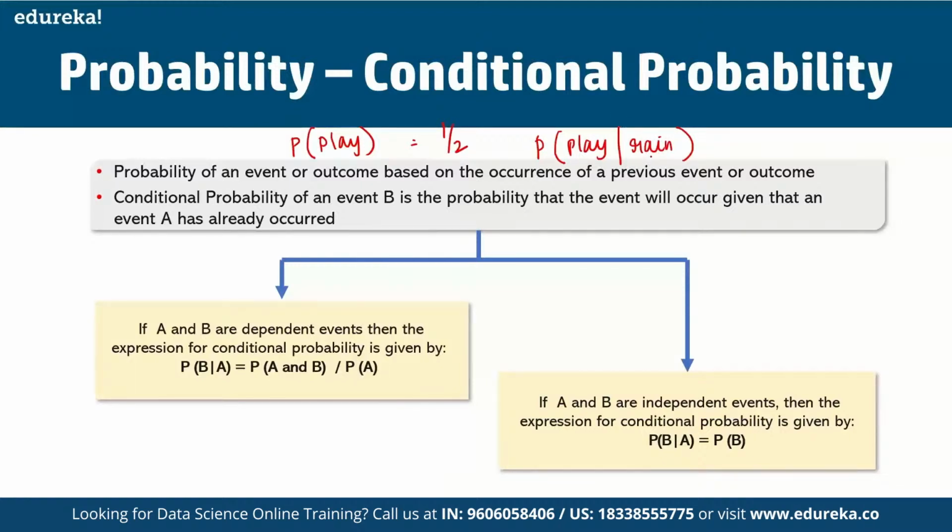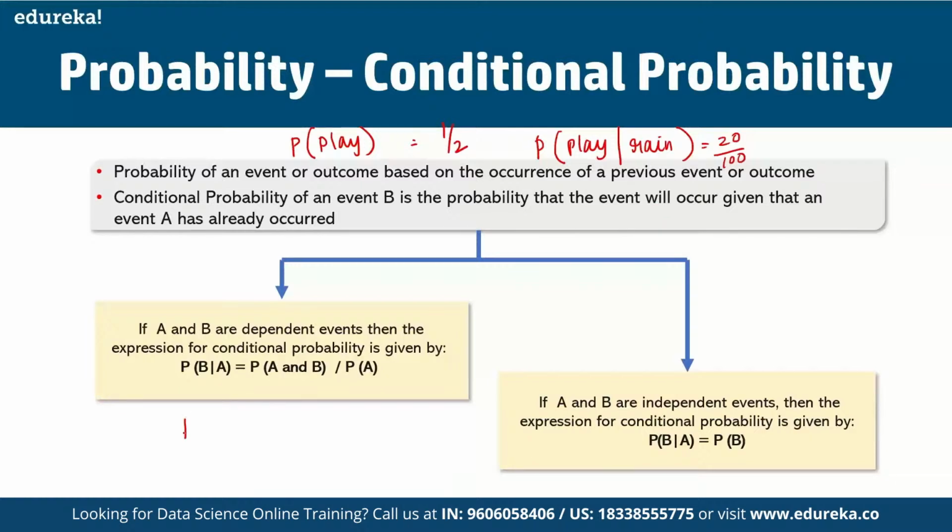The given rain means it is currently raining. What is the probability that you're going to play outside? Now probably we will not say 50% chance. We may say a 20% chance that we can actually play. This 20 is just a random number. I'm trying to take a smaller value. So that is called conditional probability.